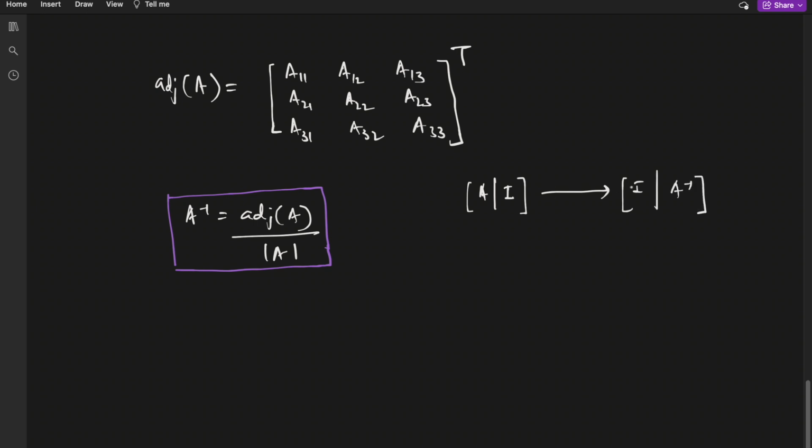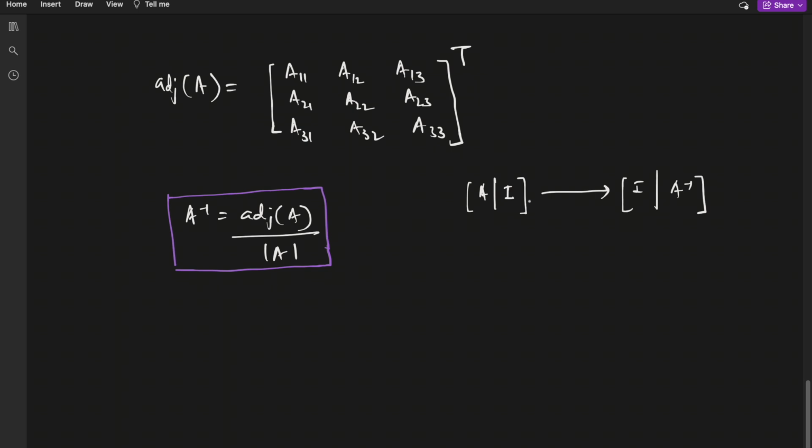So you just apply elementary row operations. You just try to make this A I. Once this A becomes I, at the same point this I becomes A inverse. So this is one way of calculating A inverse. These two are the most used methods of finding A inverse, adjoint of A and this. Okay. So this is how we calculate the inverse of a matrix.